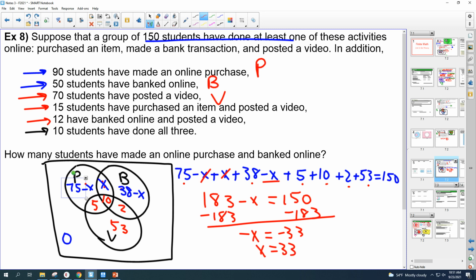That's not the answer to the question. That just tells me what goes in this overlap. So I can figure out what goes in each of these pieces. 38 minus 33 is 5. And 75 minus 33 is, what is that, 42? Okay. How many students have made an online purchase and banked online? That would be this right here. 33 plus 10 is 43.